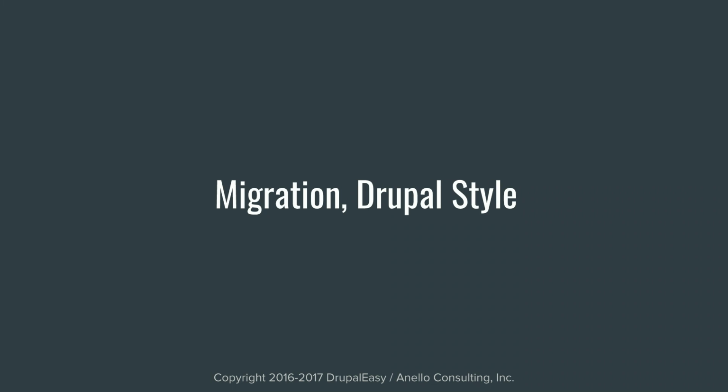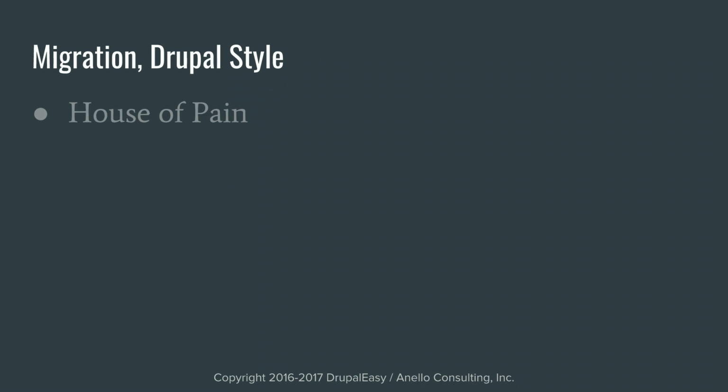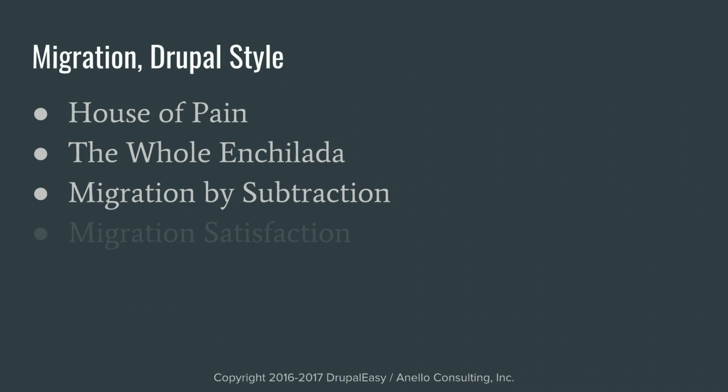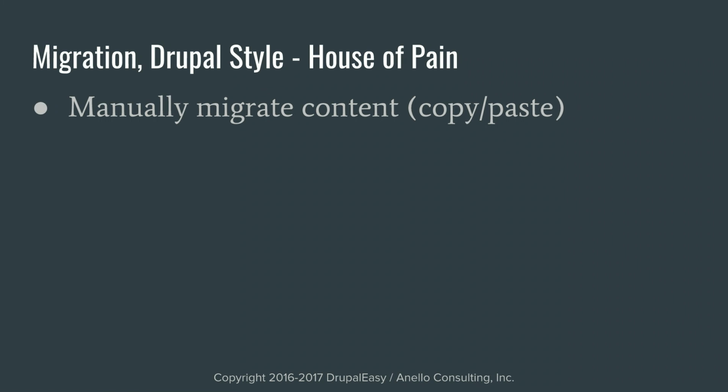All right, so let's talk about the different ways that you can migrate content into D8. I've broken them up into four buckets, or four types of migration: House of Pain, the whole enchilada, migration by subtraction, and then migration satisfaction, which is, guess which one we're going to like. So House of Pain is basically manually migrating content.